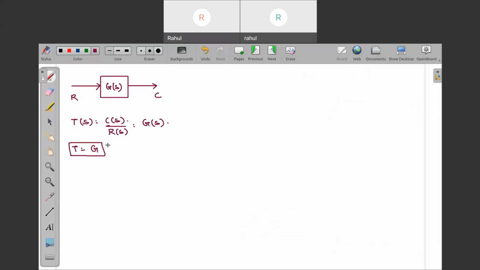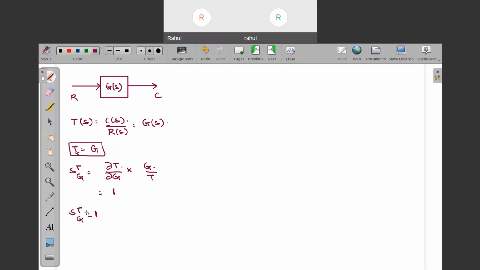Now, here T is a function of G. So if you want to find S_T^G, that will be what? Del T by del G into G by T. So del T by del G will be equal to 1, and G by T, as G is equal to T, this will also be 1. So S_T^G is equal to 1.